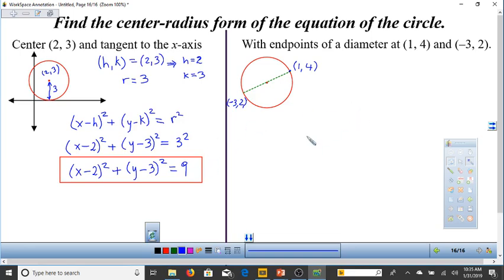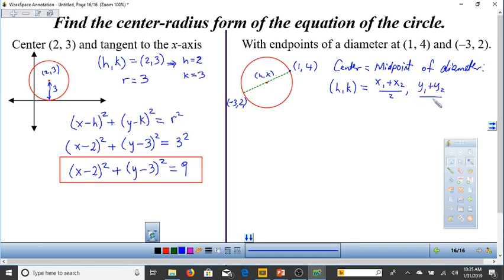All right, and then that indicates, to find the center of the circle, HK, that's the midpoint of the diameter, because the diameter goes right through the center. So the center of the circle is equal to the midpoint of the diameter. And therefore, we can say HK is, and the midpoint formula is x1 plus x2 over 2, comma, y1 plus y2 over 2.